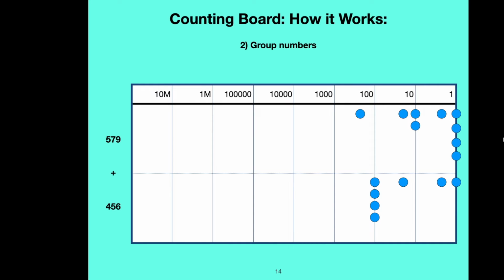The second step is to group the numbers together. We push them up, keeping them in their individual columns, right? And then the third step is regrouping. And here we start at the very right. We see there are 5 counters on the line.